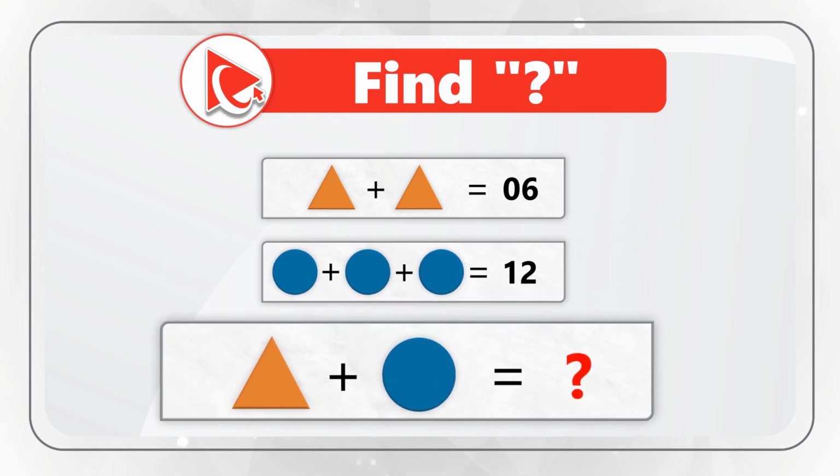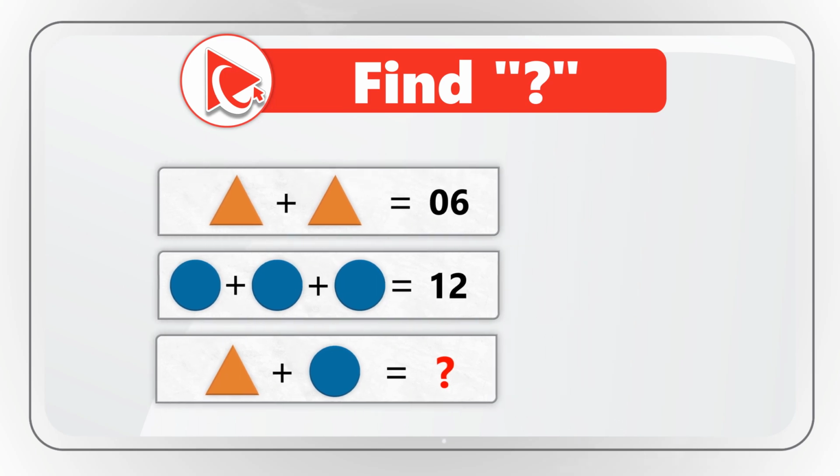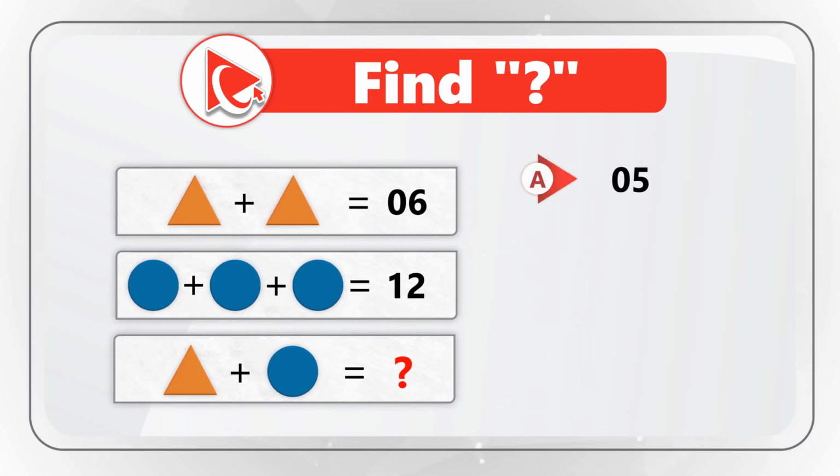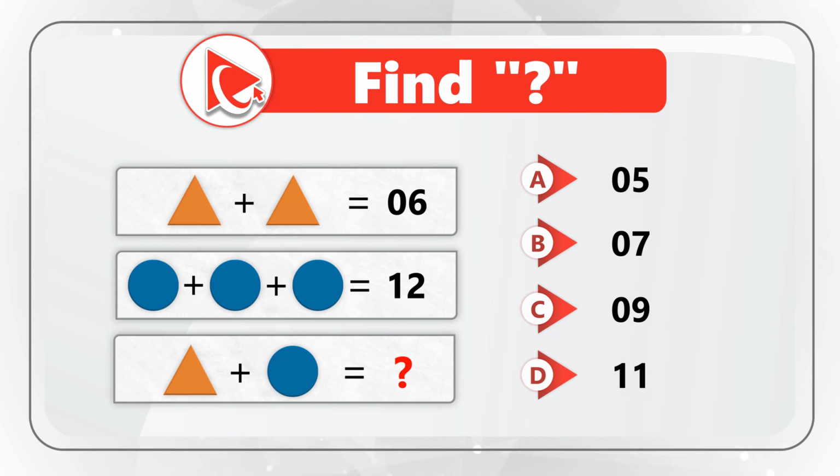And the third expression is where you have triangle plus circle, and you need to calculate the end result of this calculation. Once calculated, you need to select the answer out of 4 possible choices. Choice A, 5, choice B, 7, choice C, 9, and last but not least, choice D, 11. Take a close look to see if you can complete the calculations.